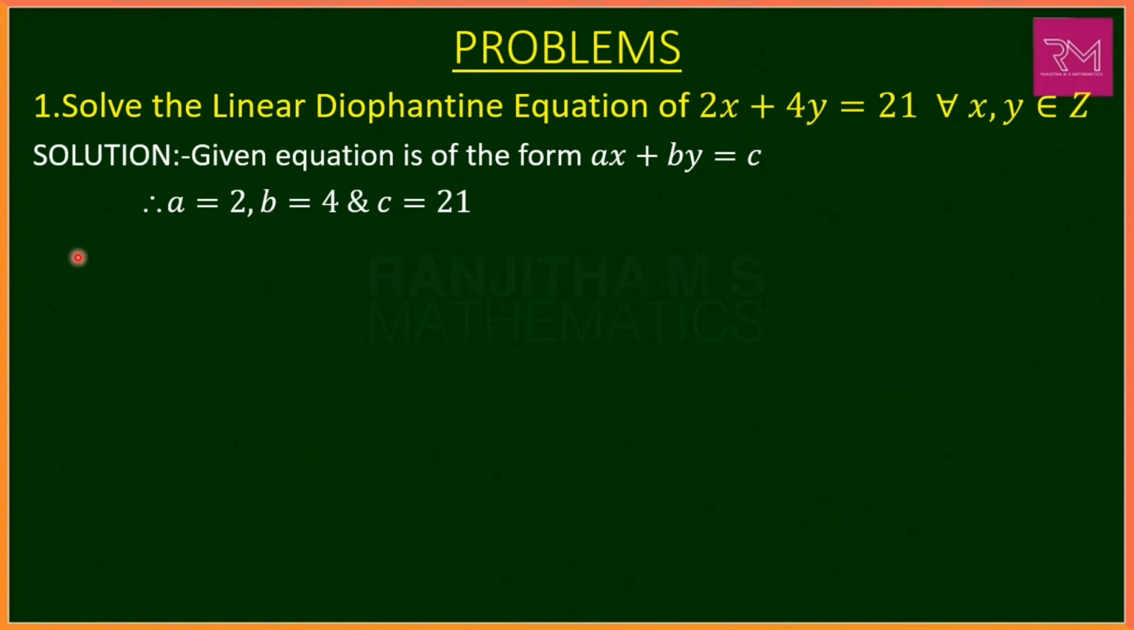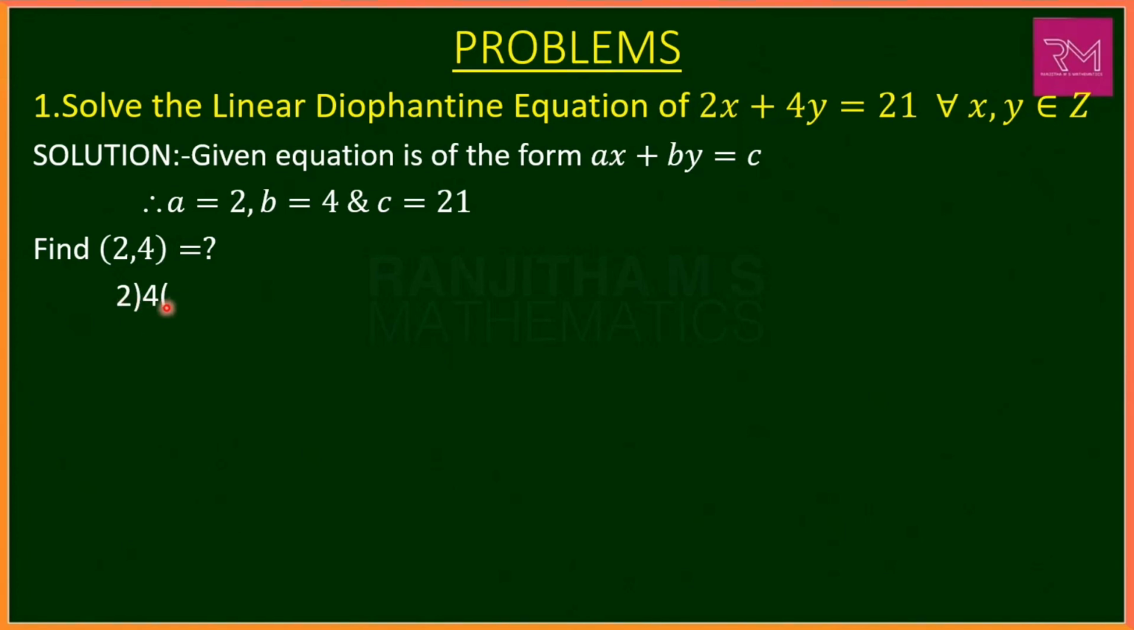What's the first step? We have to find the GCD of A and B. Here A is 2 and B is 4, so we have to find the GCD of 2 and 4 first. We already discussed in a previous video how to find the GCD of any two integers. First, take the division: we have to divide 4 by 2.